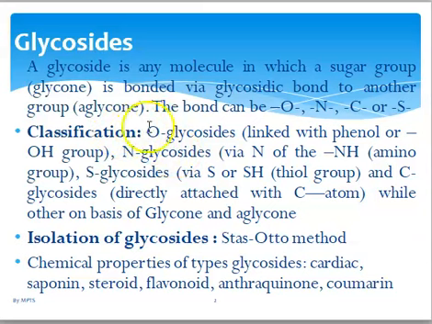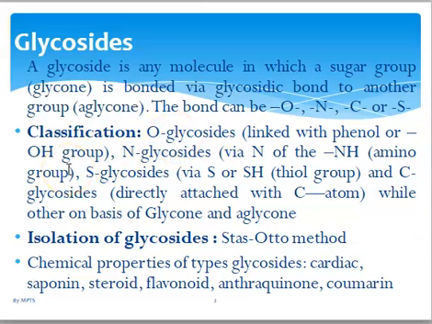We have O glycosides, which are linked with a phenol or OH group, not all. The N glycosides are linked via the N of the amino group. The S glycosides are linked via the S of the thiol group. And the C glycosides are directly bonded to the carbon atom. They can also be classified on the basis of the glycon, the sugar which is attached, or on the basis of the aglycon. Those two.